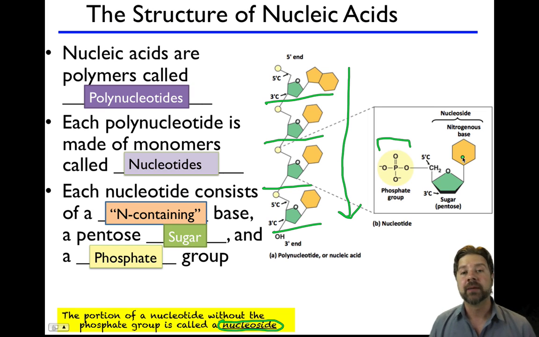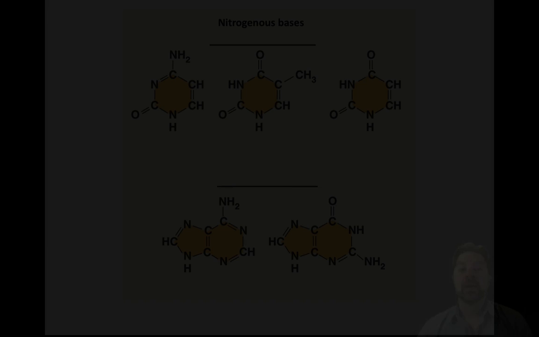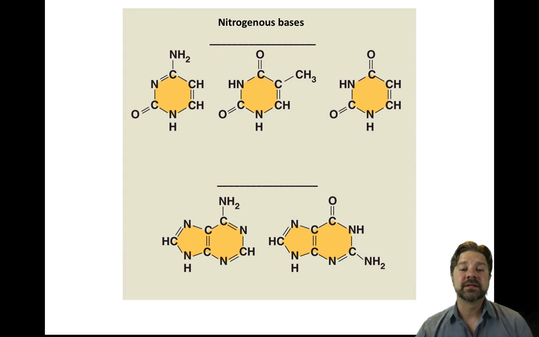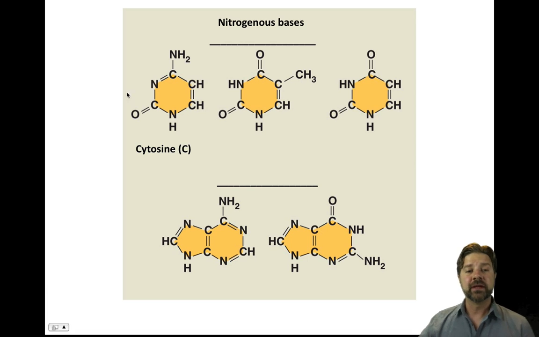Add the phosphate to it, it becomes a nucleotide at that point. 5 nitrogenous bases exist. Let's take a look at them and their names. So what is the commonality between these 3 structures on the top? Well, it's the fact that each one is a single ring structure.